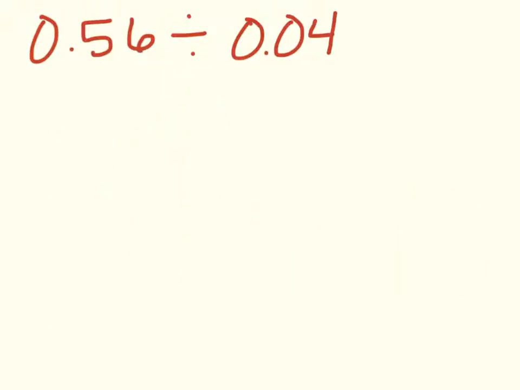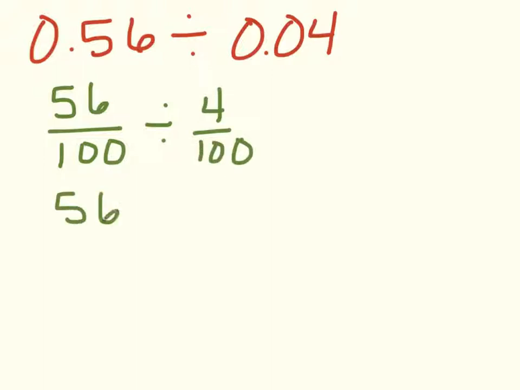Here we'll divide a hundredths by a hundredths. So in this problem, we're wanting to find out how many times 4 hundredths will go into 56 hundredths. There are two possible ways to solve this. The first uses the fraction method we just employed when we divided tenths by tenths. We'll put 56 over 100 and 4 over 100.